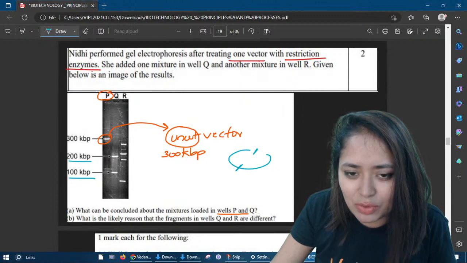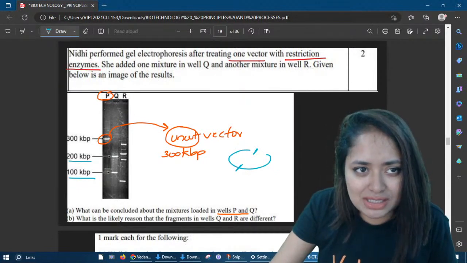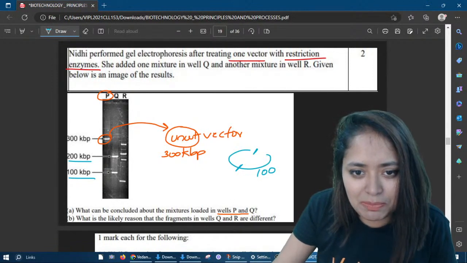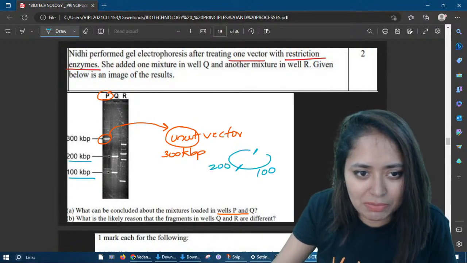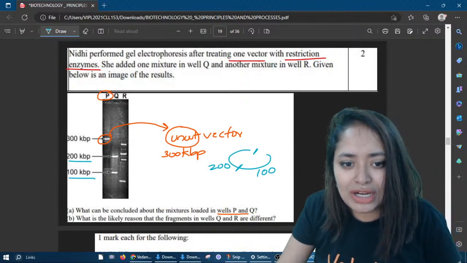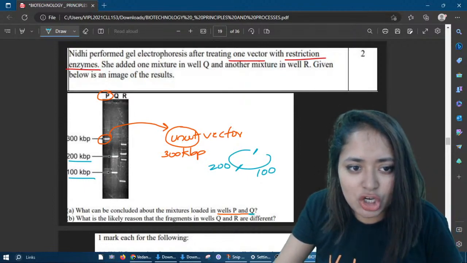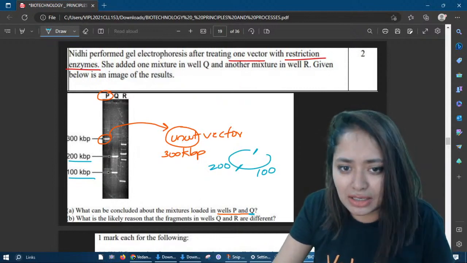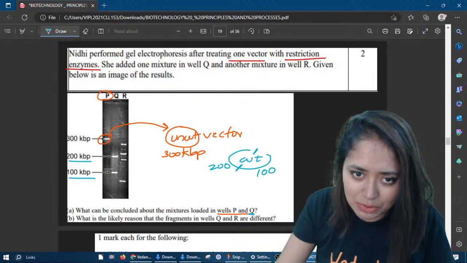So when she cut it, what has happened is she got two pieces. Obviously, she got two pieces. One became 100 kbp and one became 200 kbp. So yahan pe kya ho gaya? Cuts aaye hain. Iske liye it has broken down. So it can be concluded that the one that went into Q has been cut and the one that went into P is uncut. That's the conclusion that you will come to.